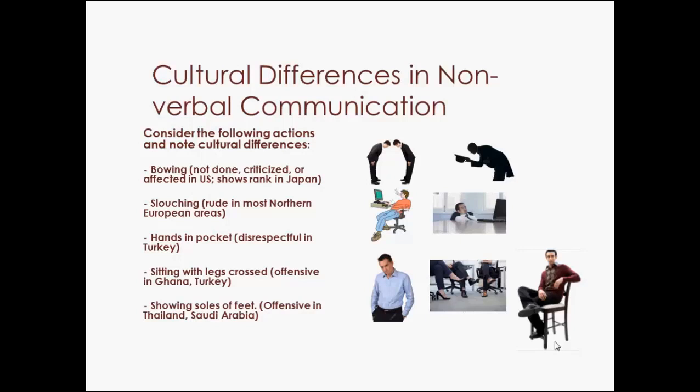Here are just some examples. Slouching is rude in most northern European areas. Slouching, you go forward like this. You don't stand well. Hands in pocket. If you are speaking with somebody important, a boss or something, you don't stand in front of them like this. You usually go with your hands in front of you like this to show respect, correct? That's a cultural thing.